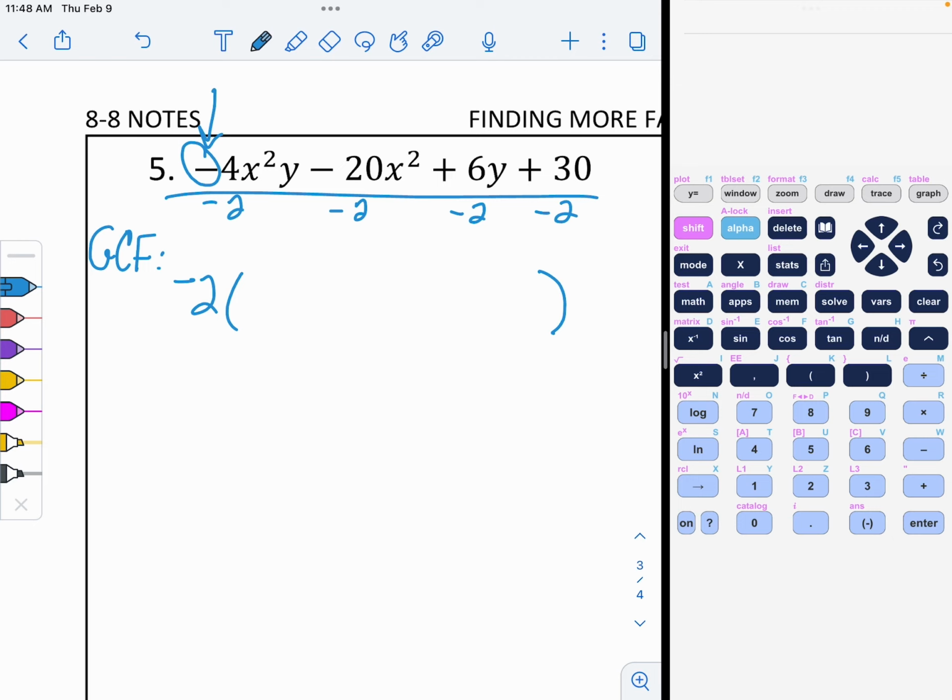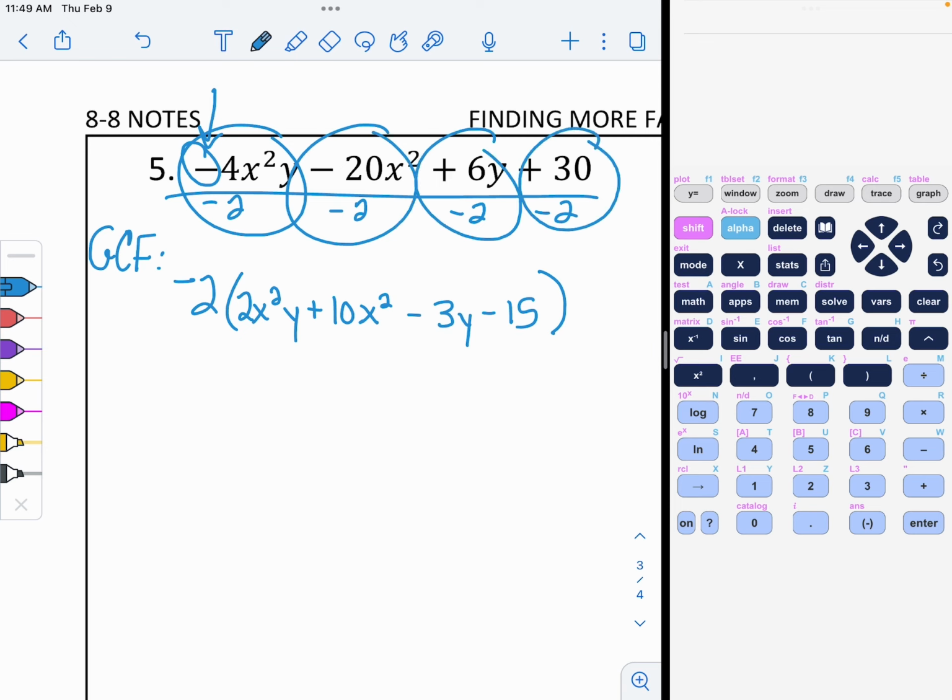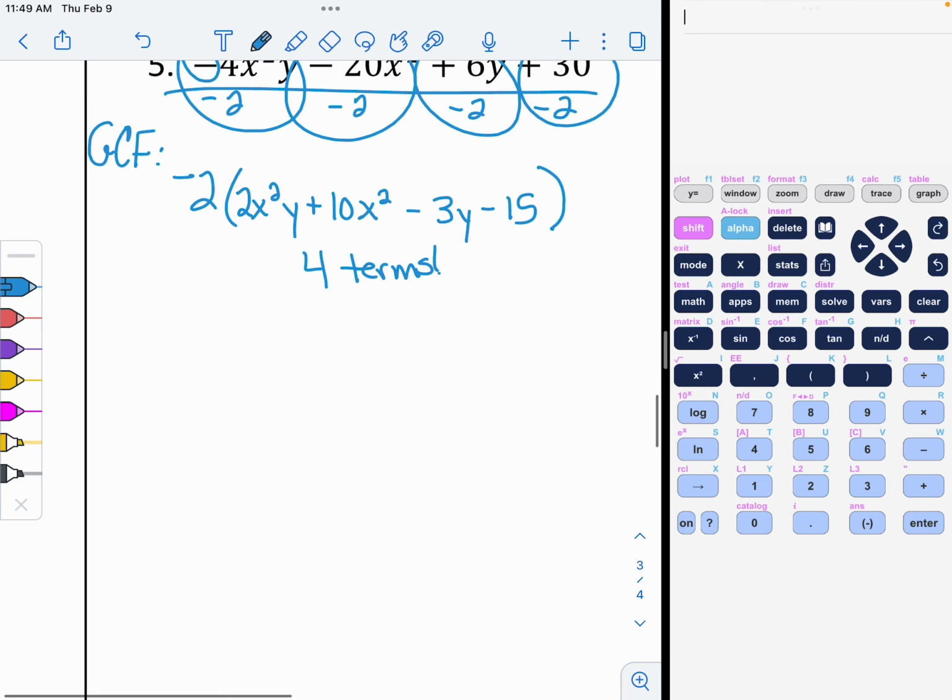All right, so that's going to be a positive 2x squared y, a positive 10x squared, a negative 3y, and a negative 15. And all of that came from dividing each term by -2. I see 4 terms here. So 4 terms lets me go straight into the box.